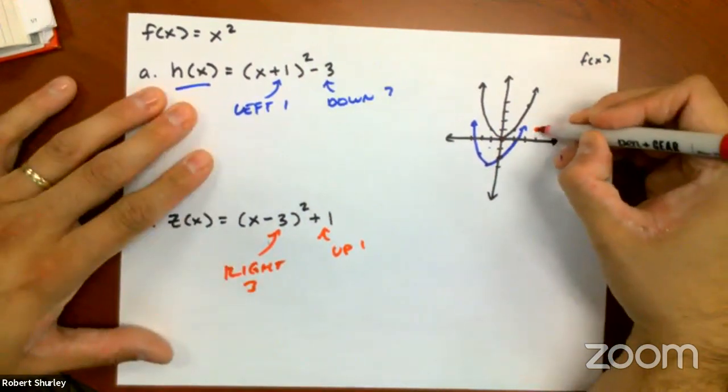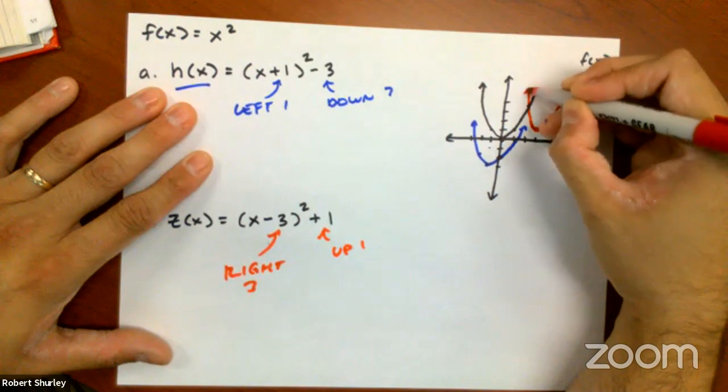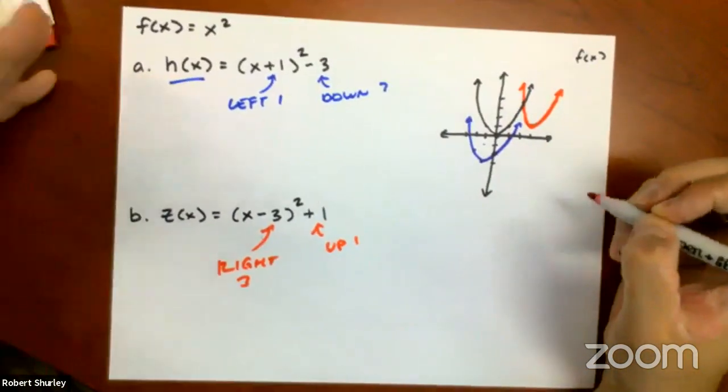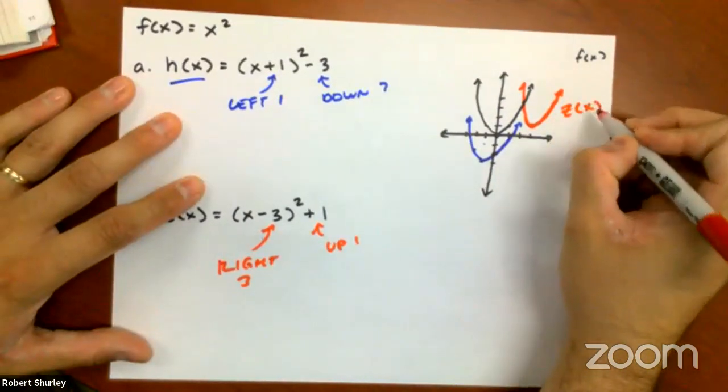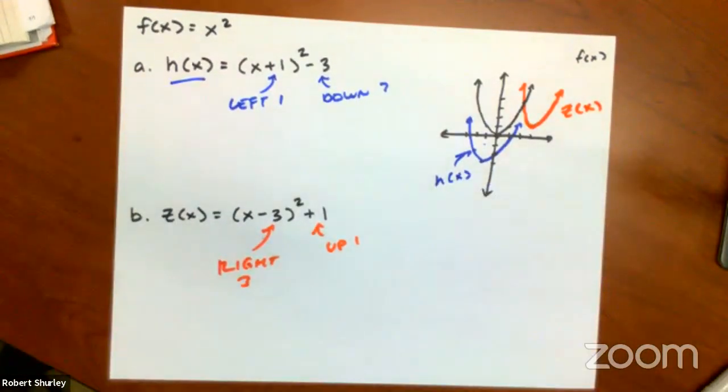And then, I'm just going to be a little lazy. Efficient is the fancy way to say that. Just draw my graph. Okay. So I've got z of x here. And I've got h of x right there. Questions? Make sense? Online? Are we good?